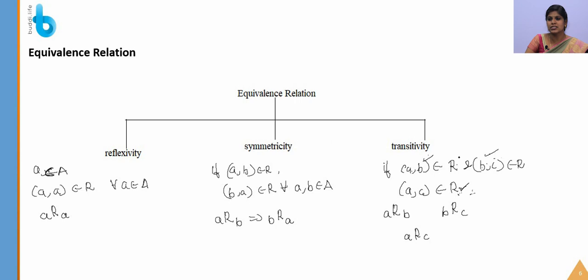So that's all about the equivalence relation. If a relation satisfies all these three conditions, that is reflexivity, symmetricity and transitivity, then the relation is an equivalence relation.